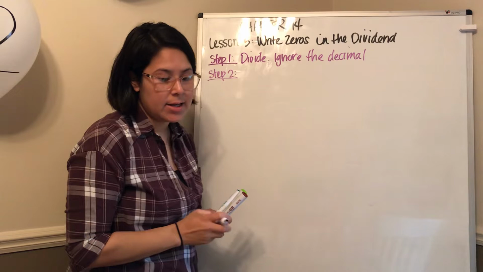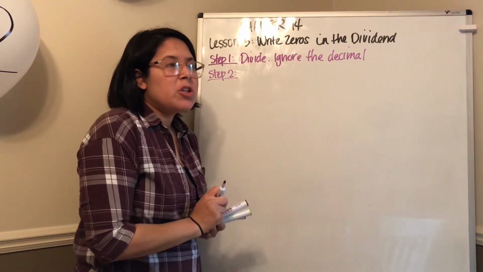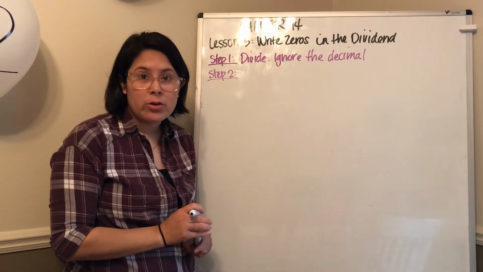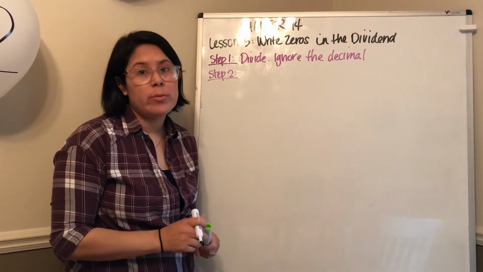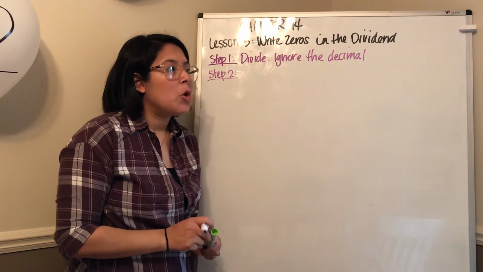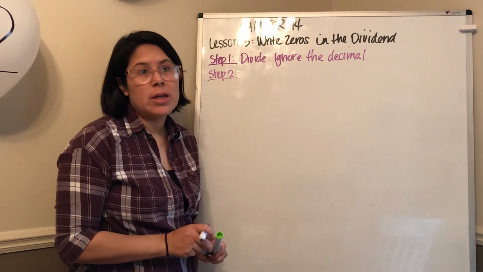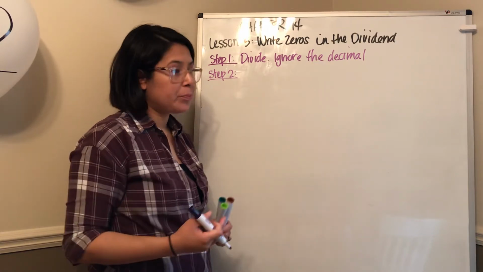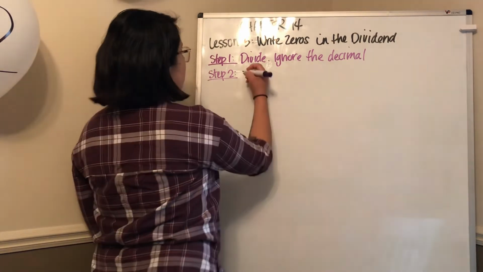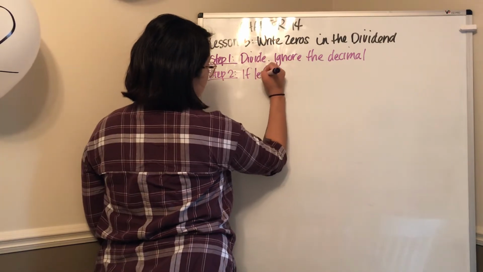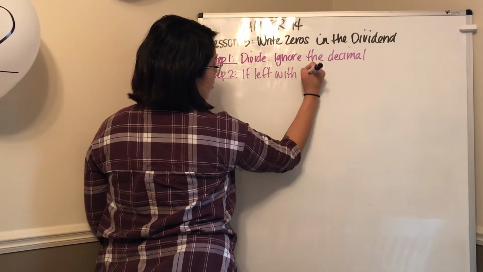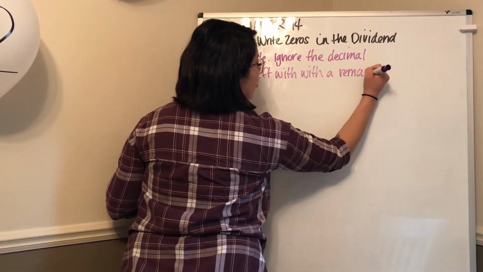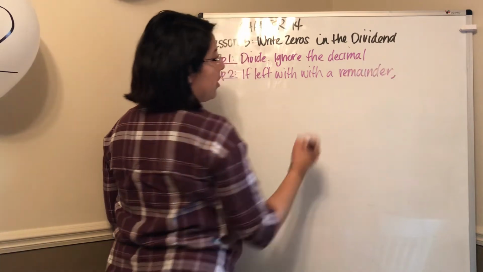Step 2 is going to be a little bit different. This is what we're going to add here today. Sometimes you're not going to get an even number. You're going to be left with a remainder. Well, for decimals, we don't have a remainder. We don't just say 20.3 remainder 9. That doesn't make any sense. So we have to work with that remainder. So if you're left with a remainder, what do you do with that remainder?